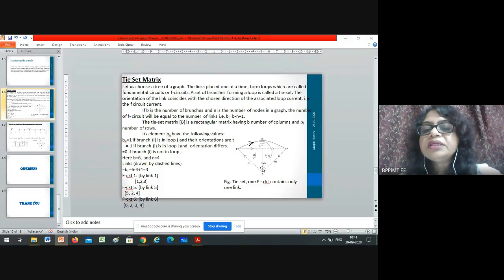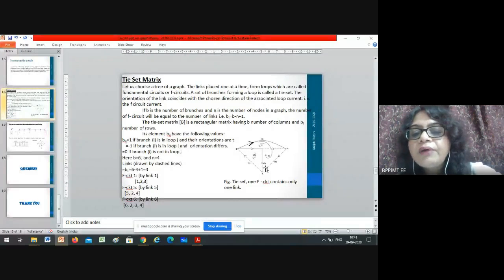Now how can you determine the tie-set matrix? This is a particular tree that you try to visualize. Okay, this is a particular tree. What is the name of the tree? This tree consists of 3, 2, 4.